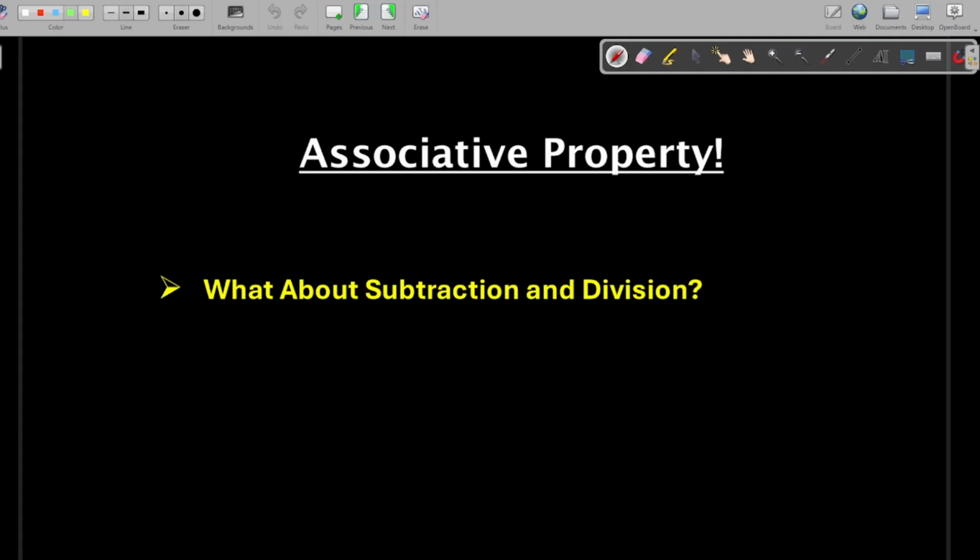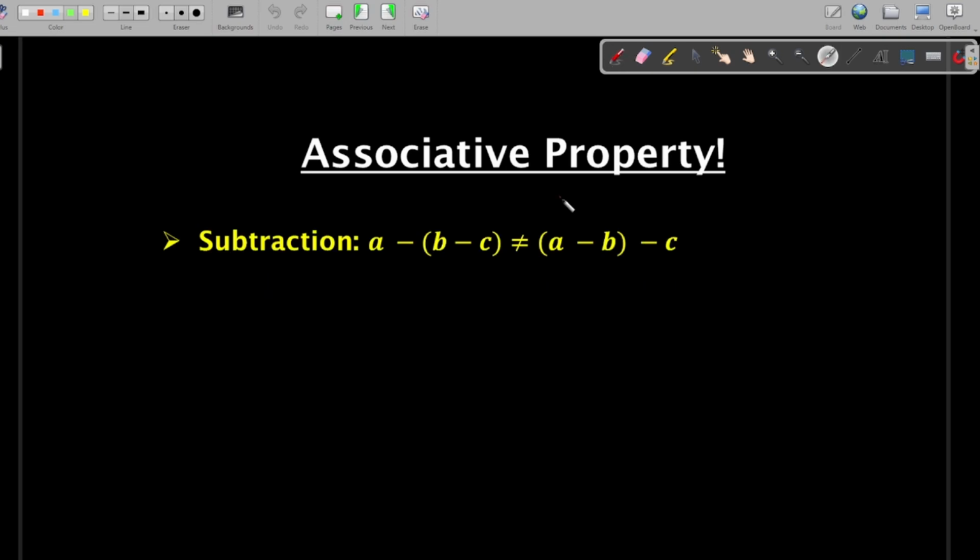You see, subtraction and division are not associative. That is, when subtracting or dividing three or more numbers, the way we group them under parentheses does affect the final result. Now let's look at the associative property for subtraction.